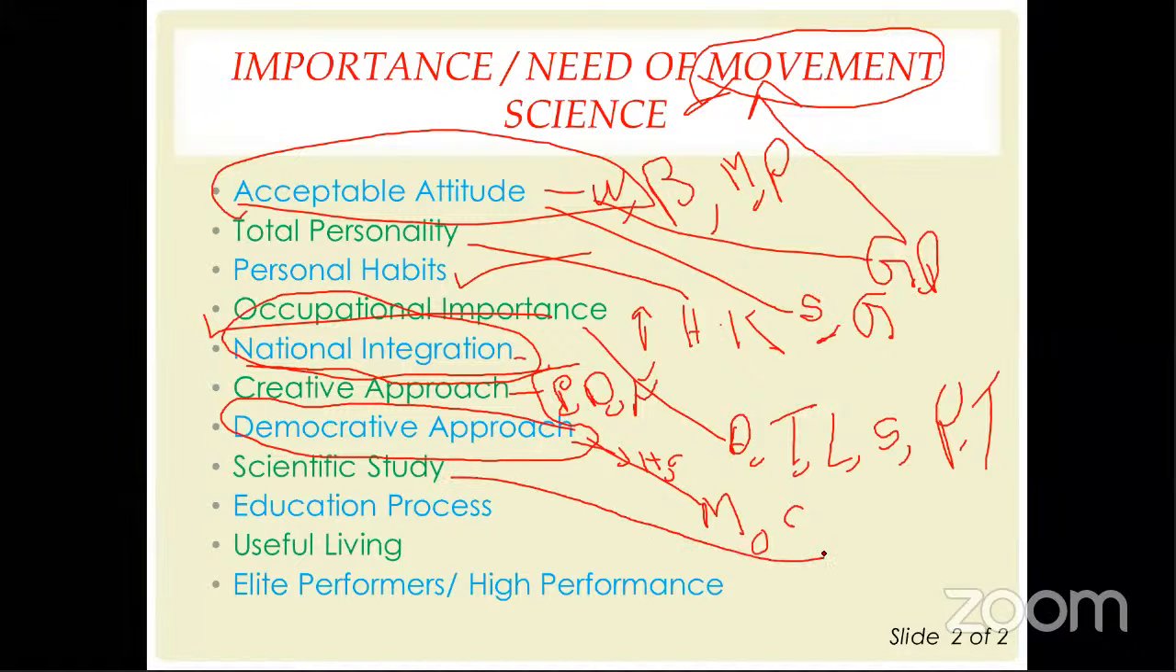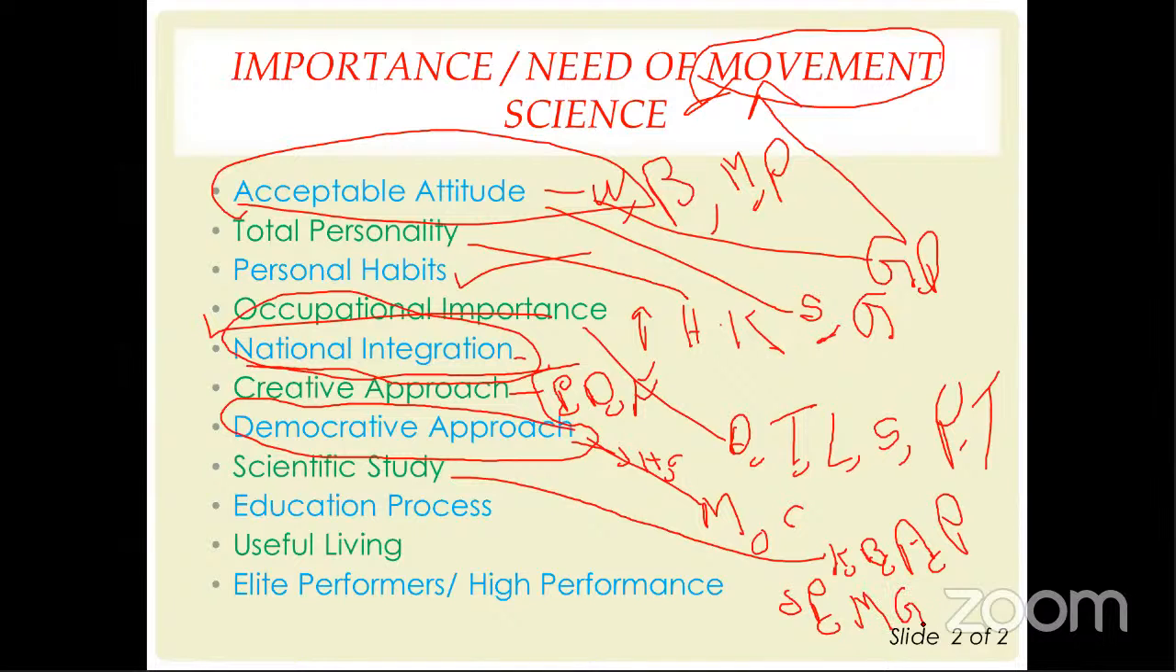It's very scientific because it involves kinesiology, biomechanics, anatomy, physiology, sports psychology, and movement gait analysis. So this is a highly scientific subject. That's why its importance and need are increasing in educational institutions, in the social, private, and individual aspects. The importance of this subject is highly increasing.